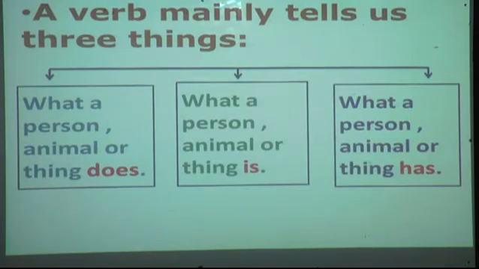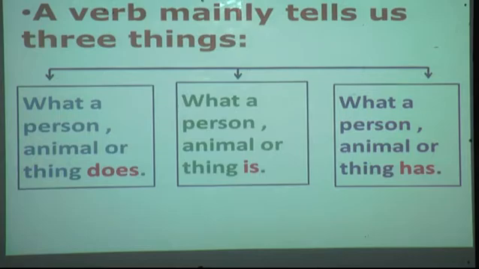Again I will repeat, students. What is a verb? A verb is nothing but the action words. So this verb is divided into three things. What a person, animal or thing does. What a person, animal or thing is. And third is what a person, animal or thing has. So these three things we are going to see in detail.